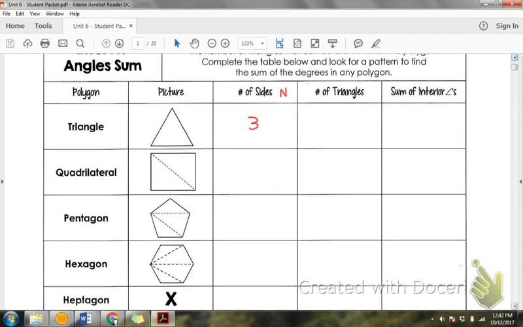And the number of triangles inside a triangle. Well, that seems kind of weird, right? So there's actually only one triangle in this picture. We're going to talk about a couple of the other ones as we look down here. The number of triangles in a shape, this is going to be really important for us to know, is going to be n minus 2.